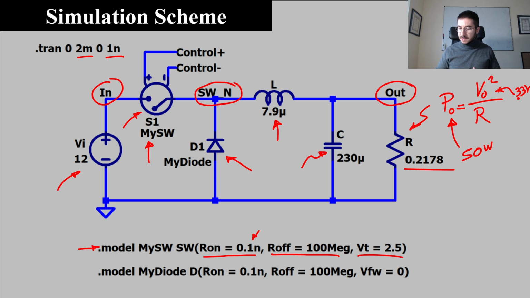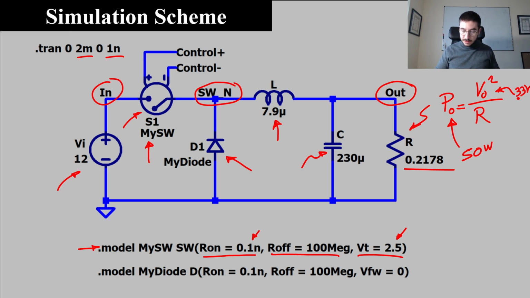And finally, this is the threshold voltage for the control signal. It means that if we put a voltage higher than 2.5, the switch is on. If the control signal is lower than 2.5, the switch is off. And basically this is the model that we use for the switch in order to have a scenario as ideal as possible.